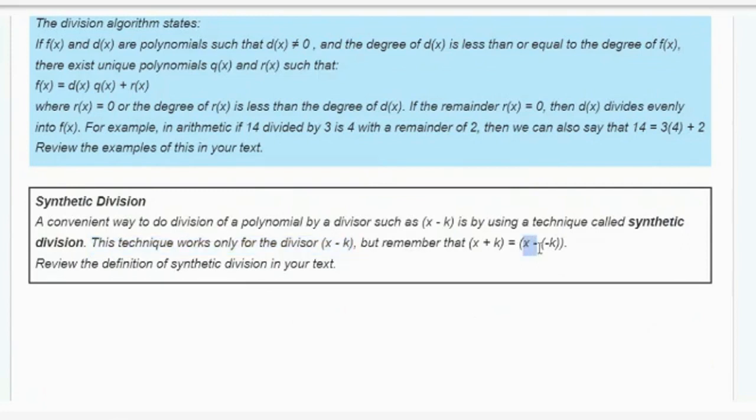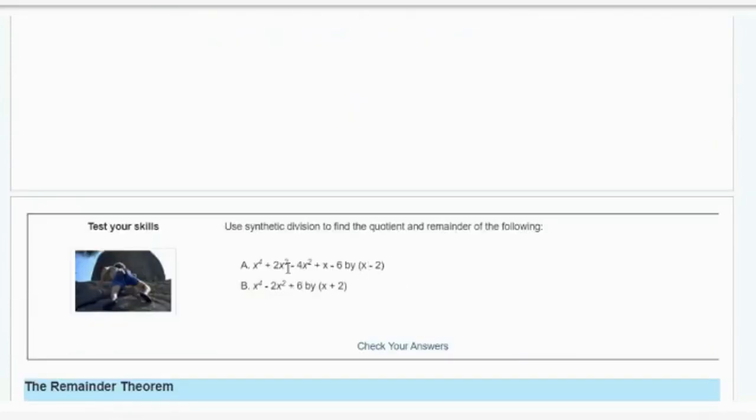It's just x minus a negative. k is a negative in that case. So as long as you just have x, you can do that. So let's use synthetic division to try one of their ones that you can check the answers on here. All right, let's see. We'll do the first one or the second one.